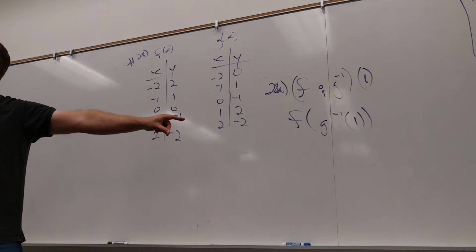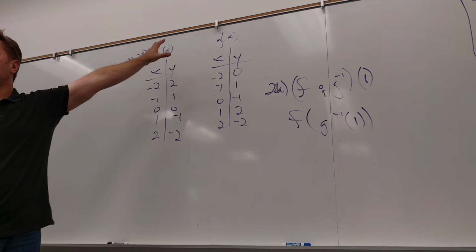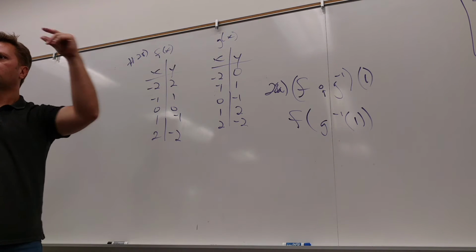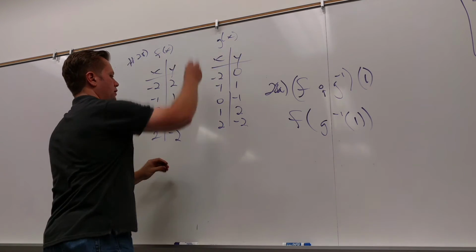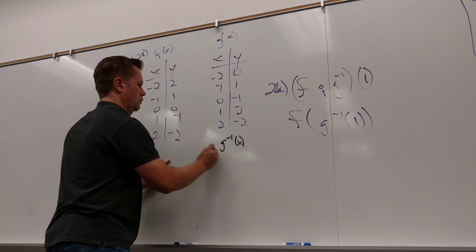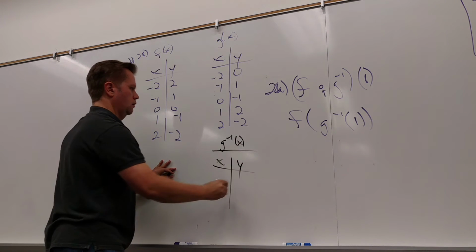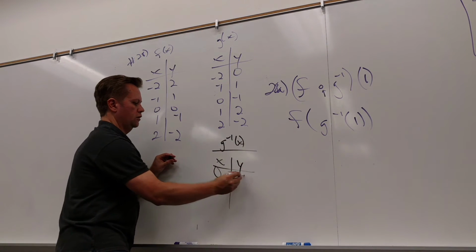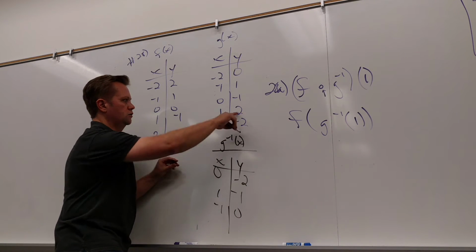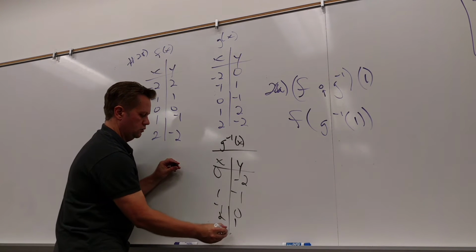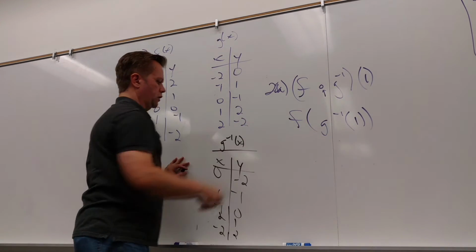Inverse of g of 1. G inverse of 1. Do I have a table for g inverse? Can I make one very easily? Yes. Why is it so easy to make a table for g inverse? You just flip them. Yeah, just flip 0, negative 2, 1, negative 1, negative 1, 0, 2, 1, negative 2, 2. So now what's g inverse of 1?